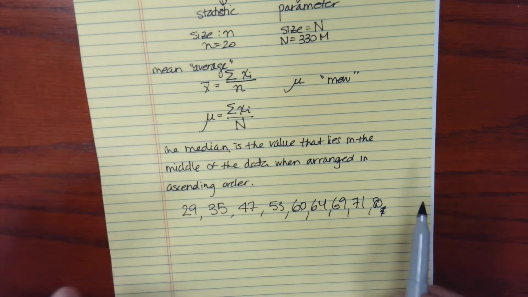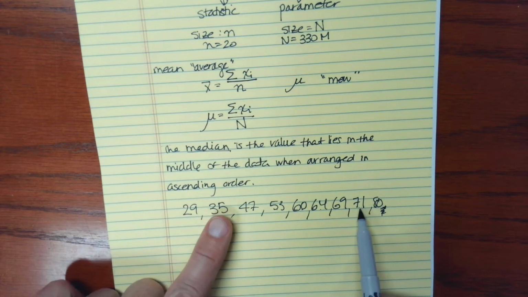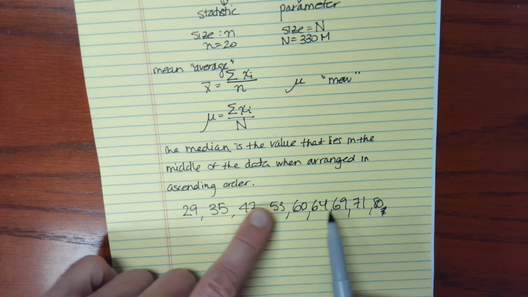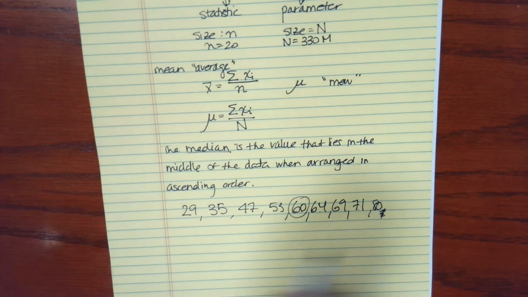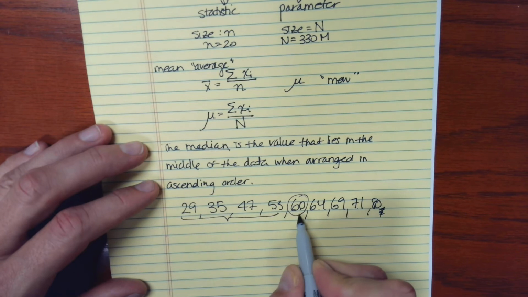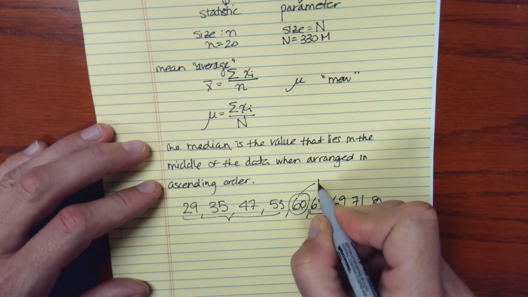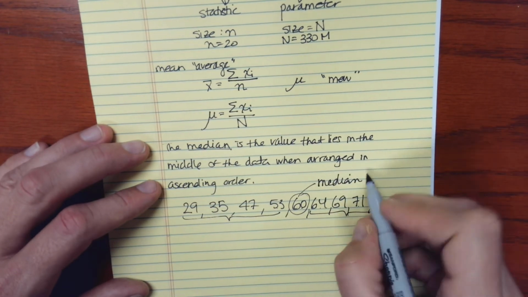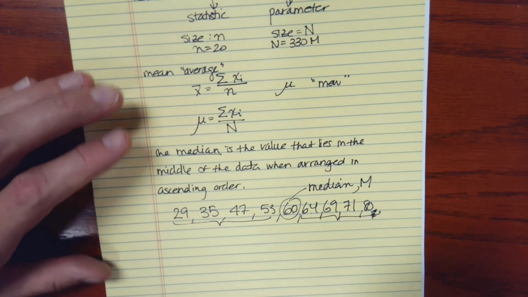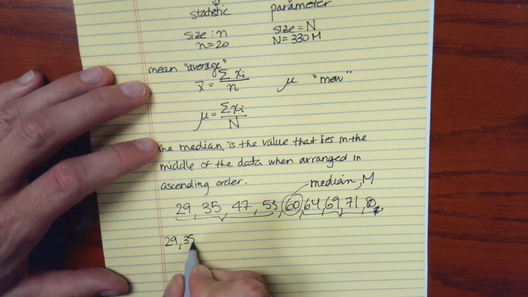So for a small data set, I might be able to look at the smallest value and the largest value, and then systematically keep moving in by one from each direction until I close in on the value that's in the middle. So notice that there are 4 values to the left of this middle value, and that there are 4 values to the right. So this number is the median, and we use a capital M for median.